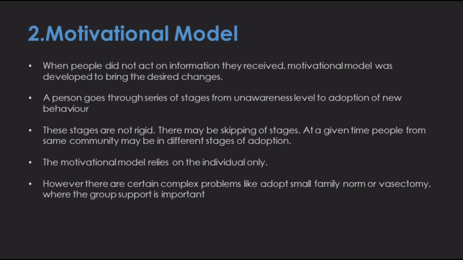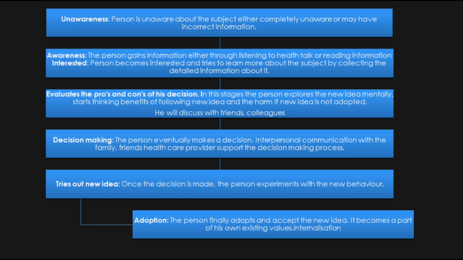These stages are not rigid. There may be skipping of stages. At a given time, people from the same community may be in different stages of adoption. So this model relies on the individual alone. However, if there are certain complex problems like adopting small family norms or vasectomies where group support is important, this model might not be useful. So the first stage is unawareness. The person is unaware about the subject either completely or may have some incorrect information.